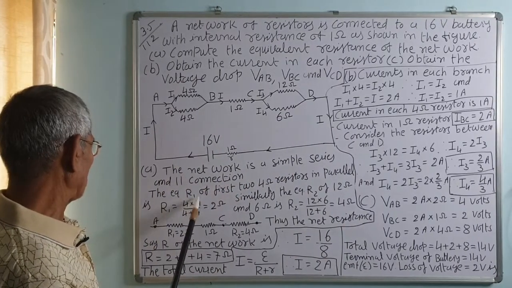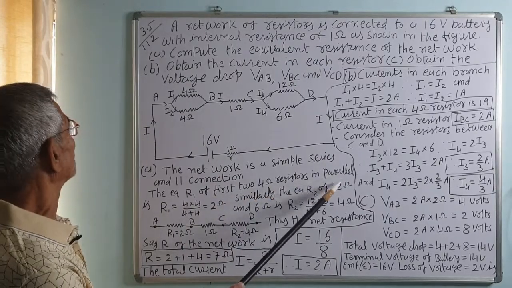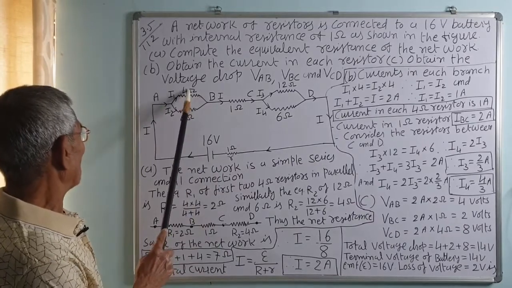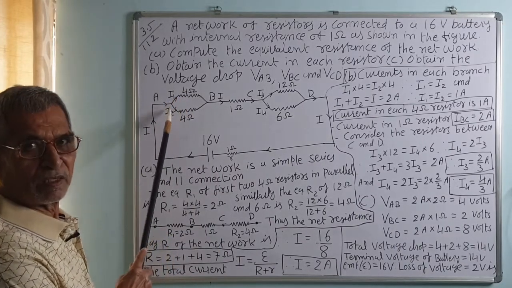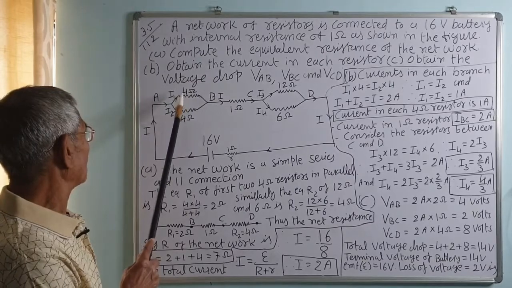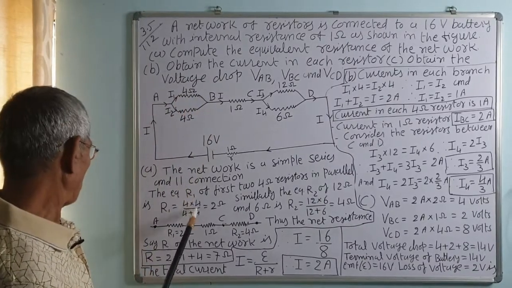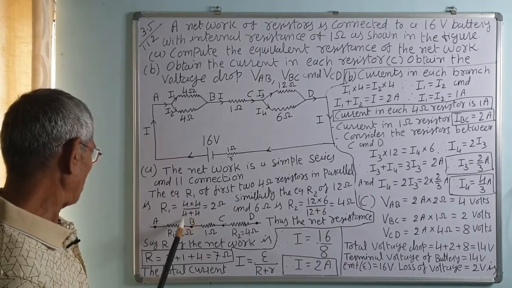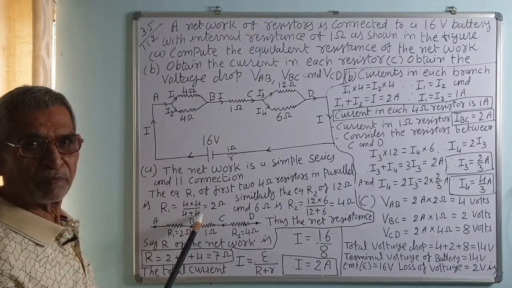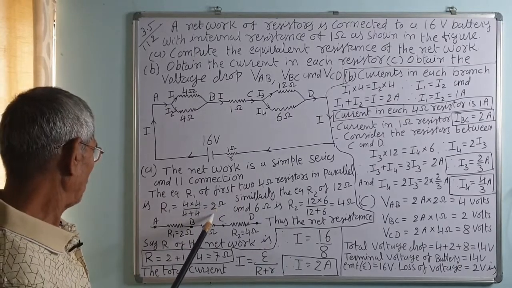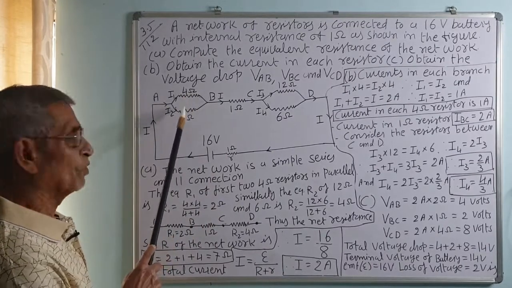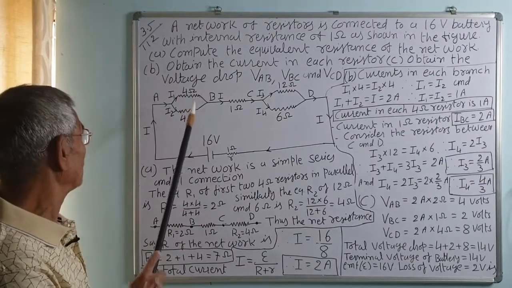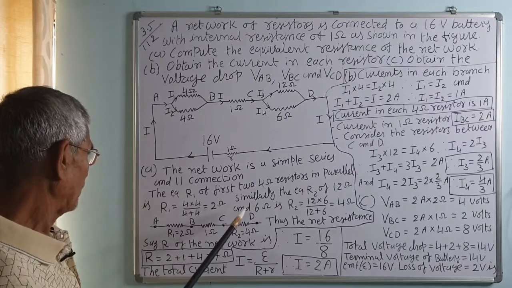The equivalent resistance R1 of the first two 4 ohm resistors in parallel will be 2 ohms. 1 upon R1 plus 1 upon R2 is 1 upon R. You can use this equation, R is equal to R1 R2 upon R1 plus R2, that is 4 multiplied by 4 upon 4 plus 4. We know the parallel resistance decreases. So, the equivalent resistance of two 4 ohm resistors connected in parallel is not 8. If connected in series, it will be 8. If connected in parallel, it is 2 ohms.